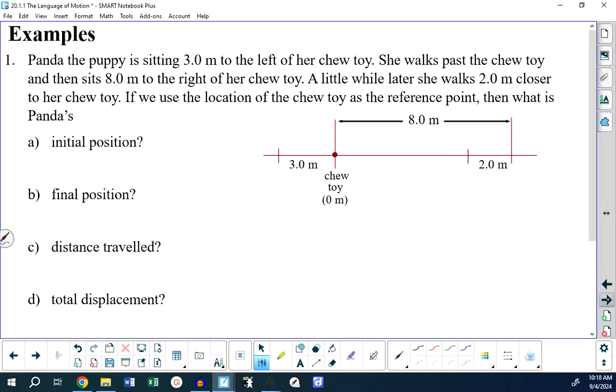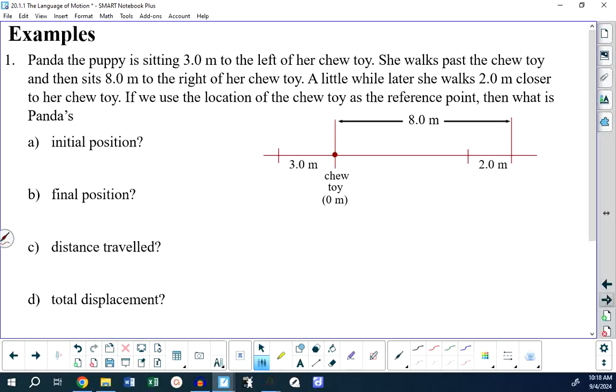Panda, the puppy, is sitting 3 meters to the left of her chew toy. What does she do? She walks from that starting position, it's a position, a total of 8 meters past the chew toy. So she's actually walking more than 8 meters. If you use the location of the chew toy as a reference point, what is Panda's initial position?